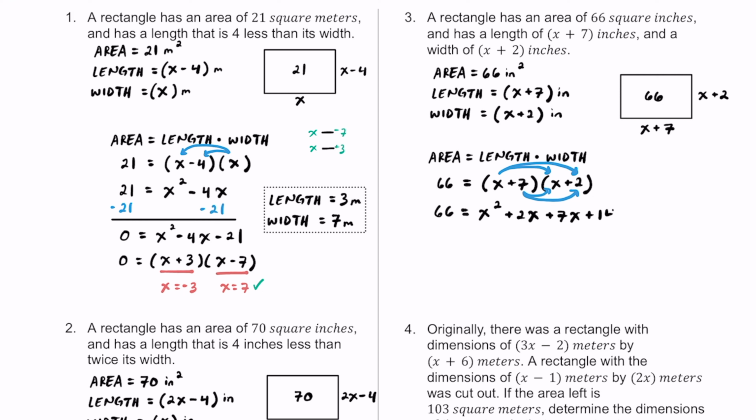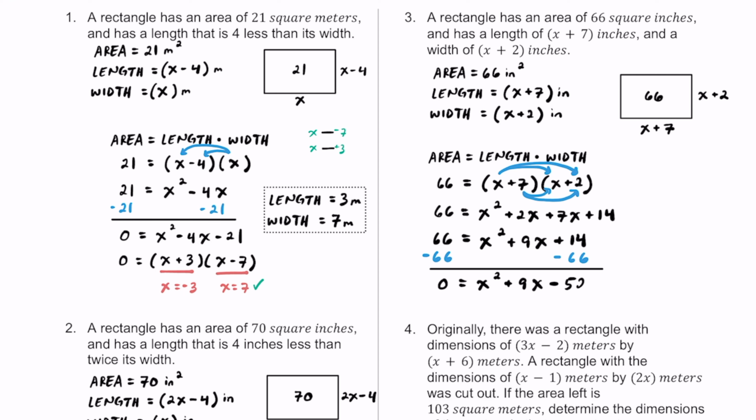Okay, so after we FOIL, we should see two like terms in the middle to help us get our b coefficient or b value. So we have 66 is equal to 1x squared, and then that 2x plus 7x, that's going to be 9x, and that's going to be plus 14. Next, let's see if we can get this in standard form by setting it equal to 0. We can do that by subtracting 66 from both sides. And when we do that, we're going to get 0 is equal to this 1x squared plus the 9x, and then minus 52. Now I don't want to solve by square roots, but maybe we can try factoring here.